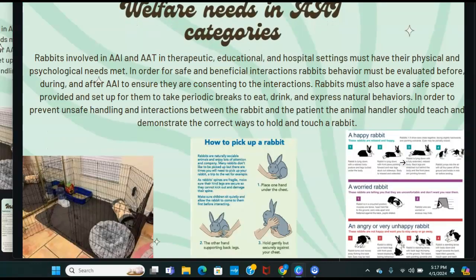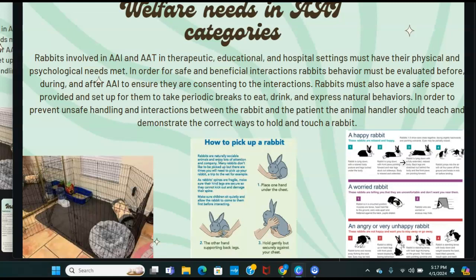So moving forward, on to welfare needs and animal-assisted intervention categories. Rabbits specifically involved in animal-assisted interventions and animal-assisted therapy in therapeutic, educational, and hospital settings must have their physical and psychological needs met. In order for safe and beneficial interactions, rabbits' behavior must be evaluated before, during, and after animal-assisted interventions to ensure they are consenting to the interactions.